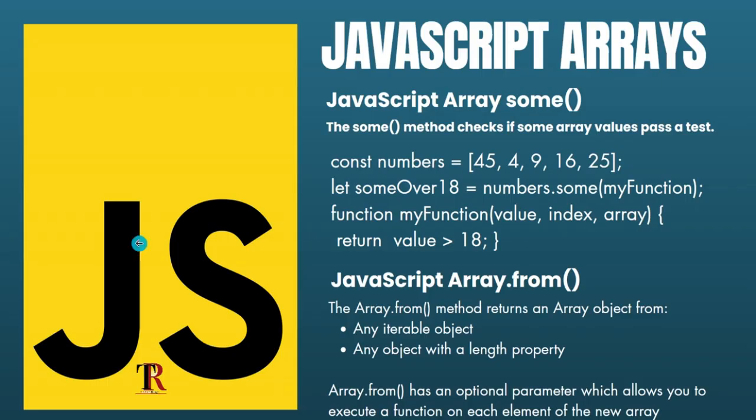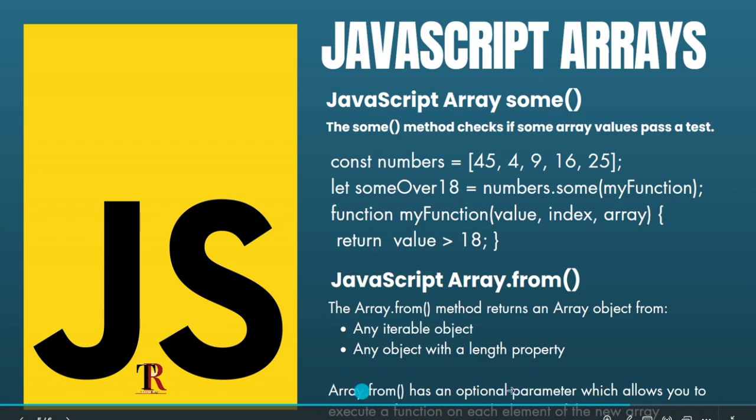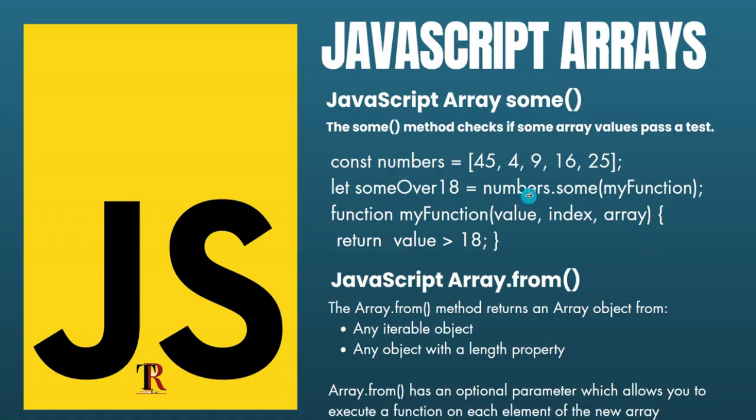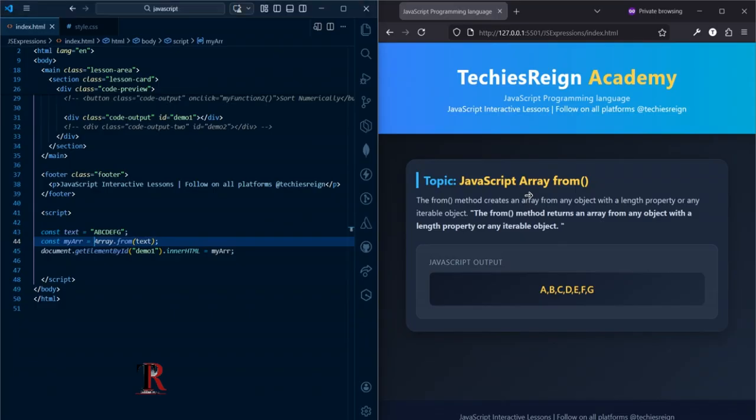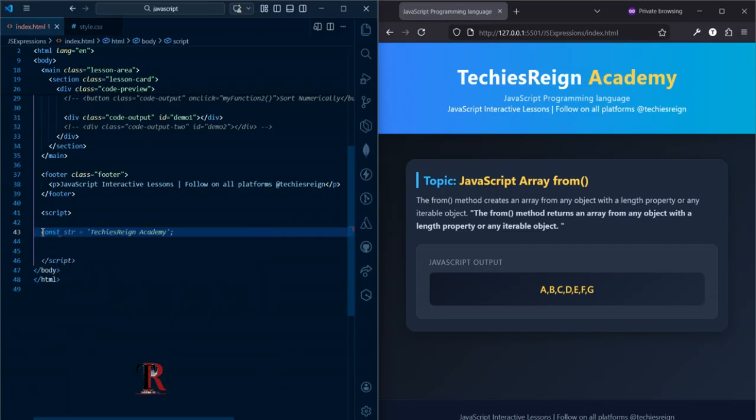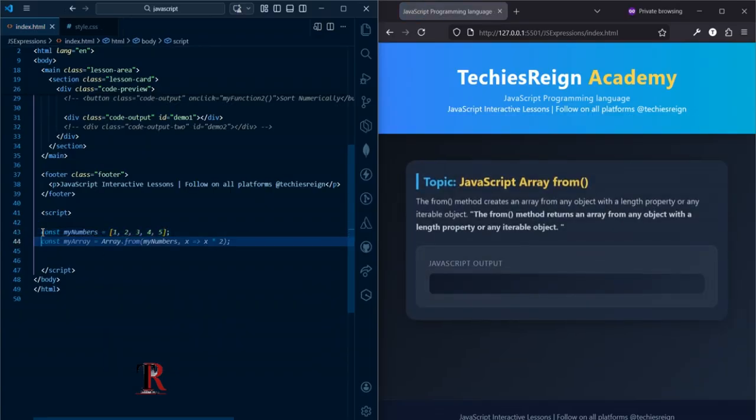Also, I want to talk about the other aspect that says Array.from has an optional parameter. It sometimes can take an optional parameter which will allow you to execute a function on each element of the new array. And what that simply means is this. So let's say I have these examples that I have here. I want to change it. So let me make a new one. Just call this one my numbers equals 1, 2, 3, 4, 5 right here.